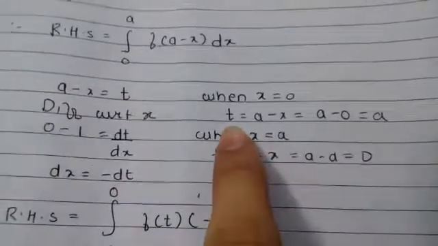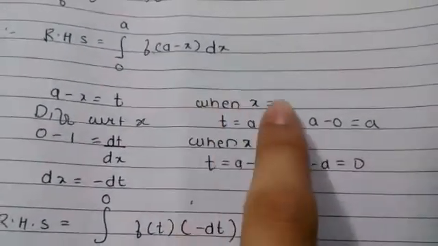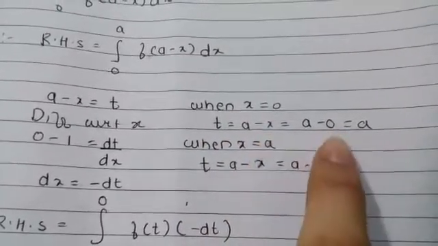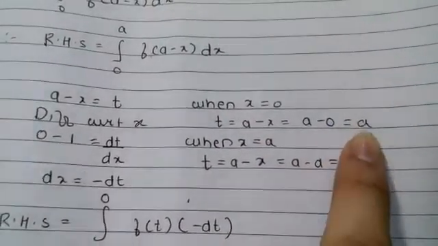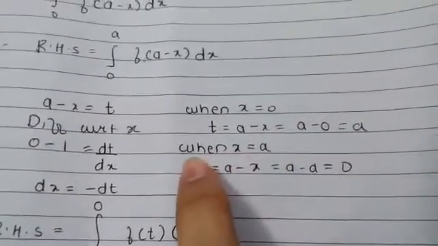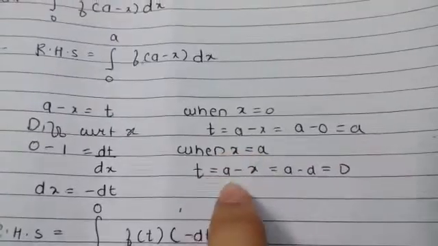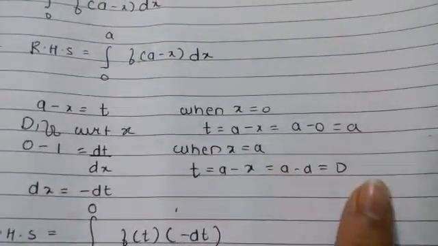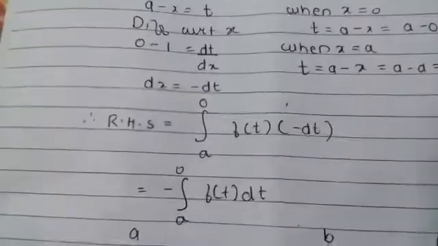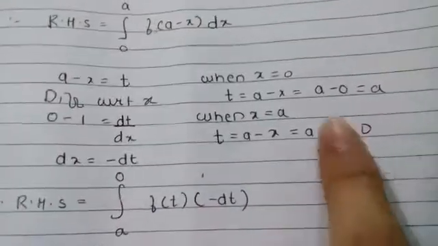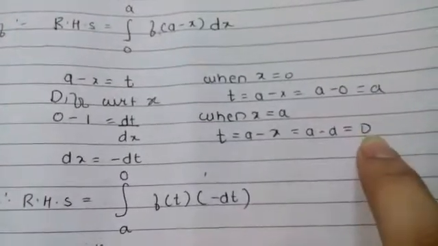So here you can see that we have written that when x is equal to 0, t is equal to a minus x, but x is equal to 0 over here as a lower limit, so t equal to a. Now t equal to a becomes the lower limit for the integral. Same way, when the upper limit of the integration is a, you will write t is equal to a minus x. Here x is equal to a, so you will write a minus a, which is equal to 0. So now we'll have a new integral, that is from a to 0, because here the lower limit of t is now a and the upper limit is 0.